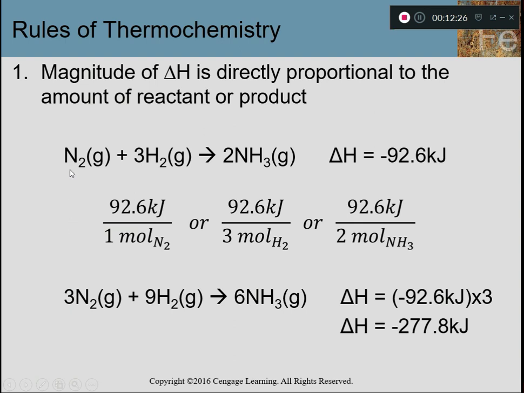So if I had to rewrite this equation for some reason, you'll see why a little bit later on, by tripling all my coefficients. So 3, 9, and 6. I've tripled all my coefficients. If I rewrite this equation, that means I have to also triple the amount of heat. So instead of releasing 92.6, if I had 3 times as much of everything, I'm going to release 277.8 kilojoules of energy. I'm literally going to be increasing the amount of energy by a multiple of whatever I've multiplied all my coefficients by.